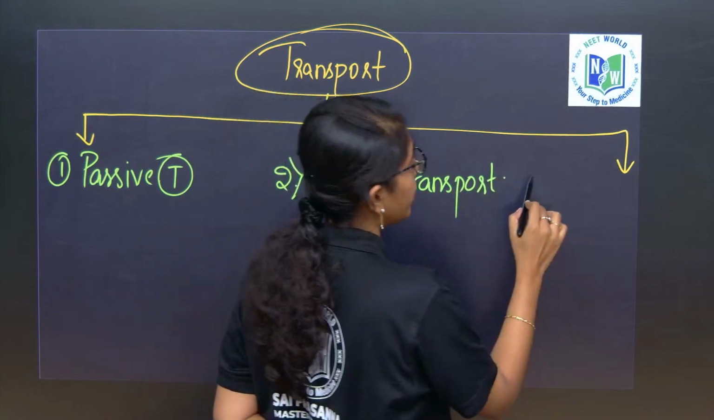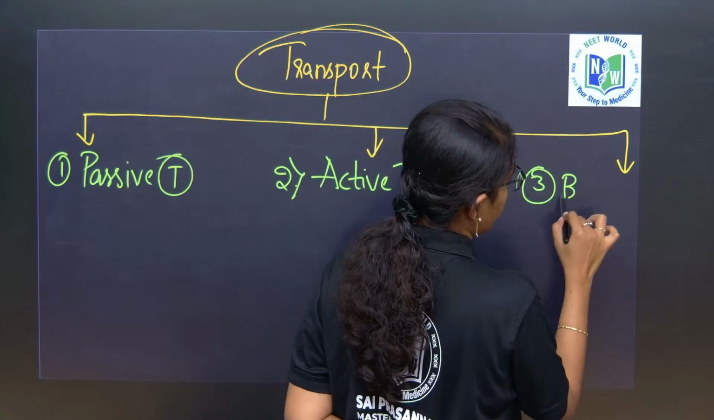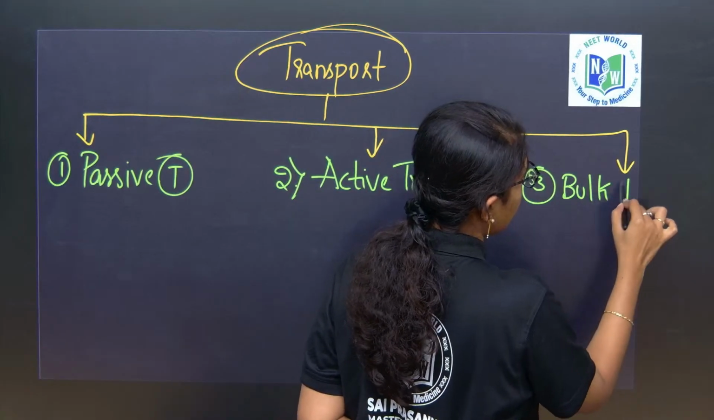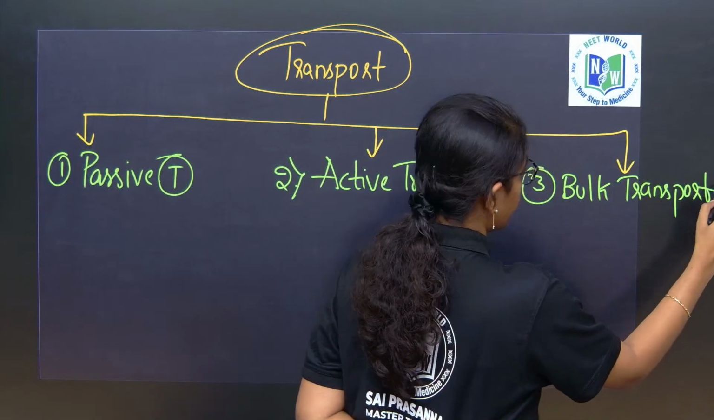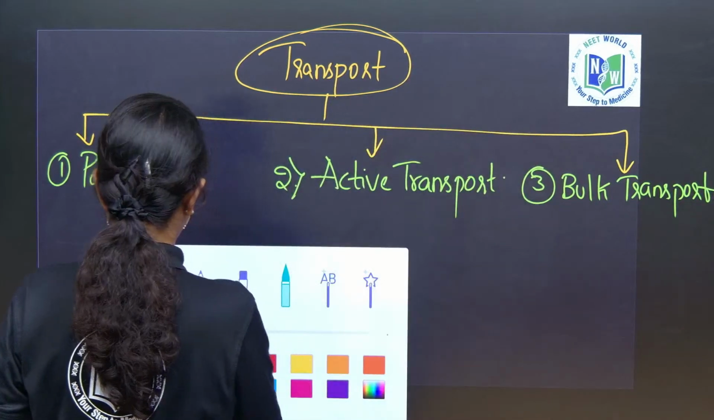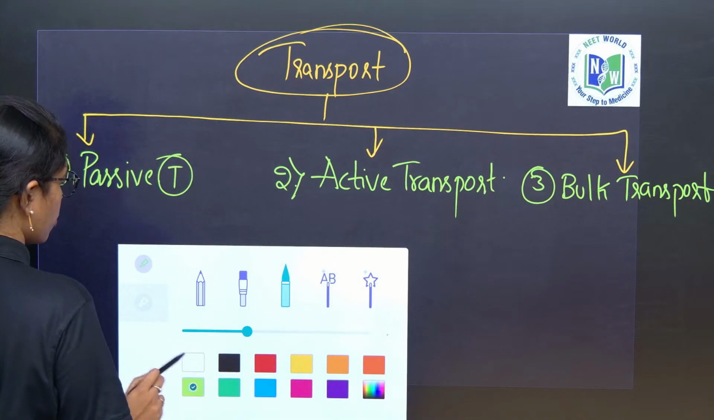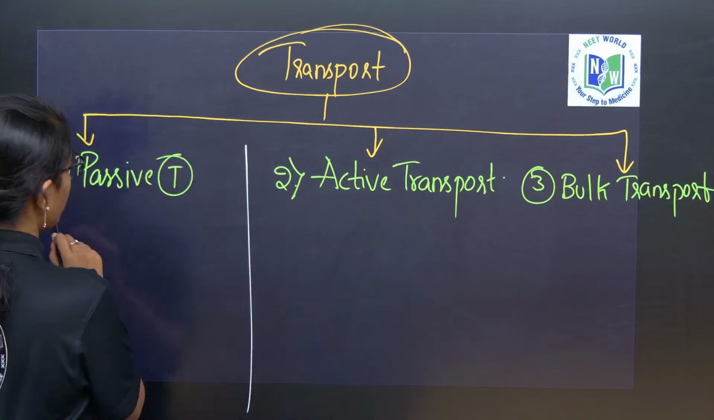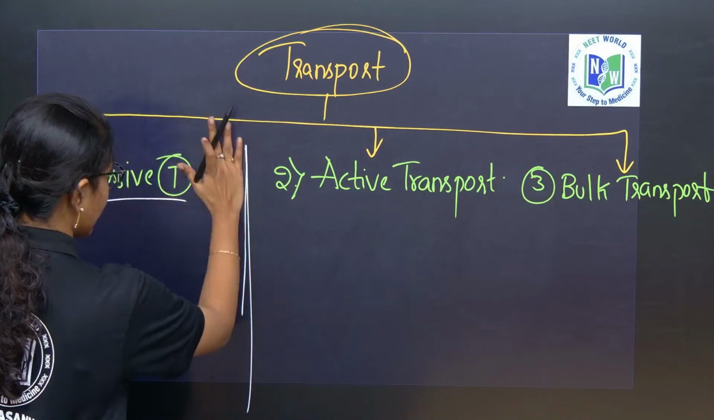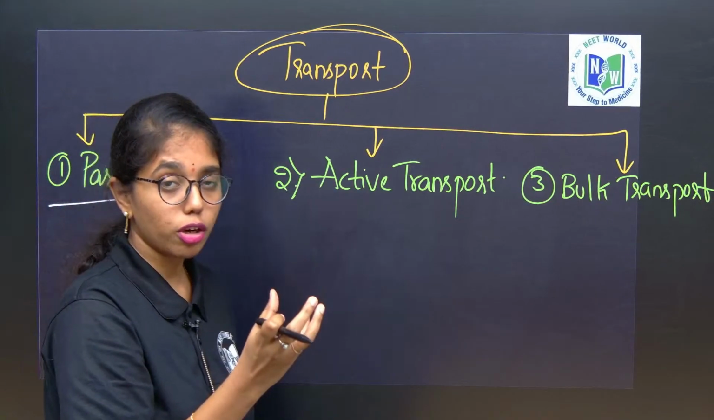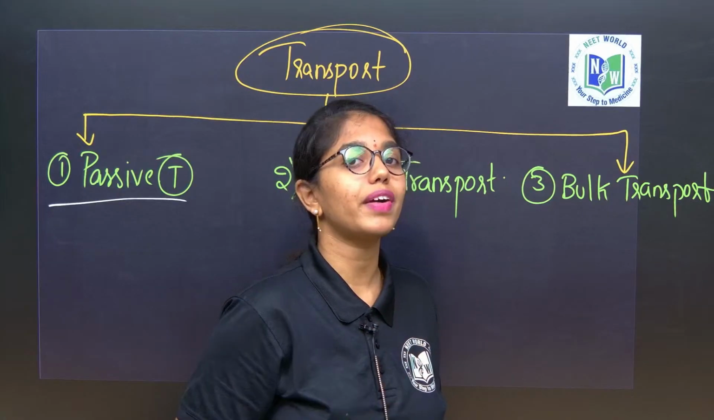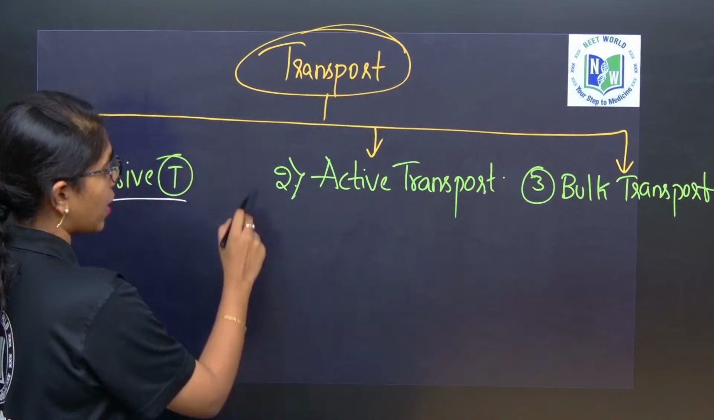And third will be bulk transport. Third is what? Bulk transport. Fine. So, you have active transport, passive transport and bulk transport. What is passive transport? The movement of molecules without any requirement of energy is called passive transport.